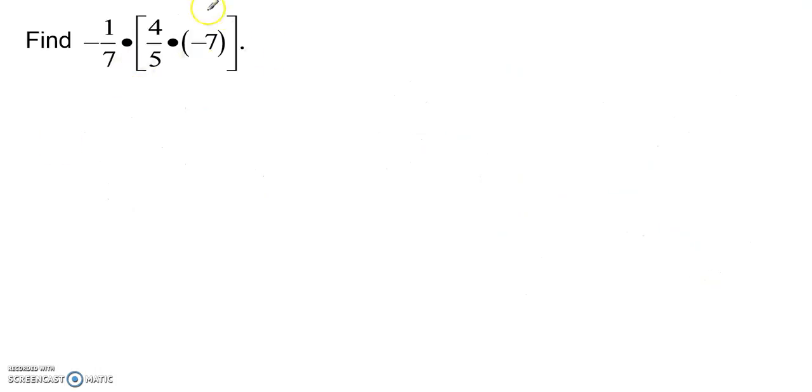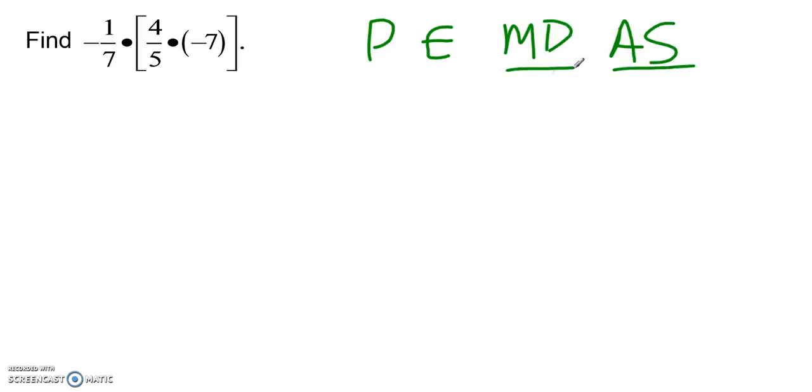Okay, so order of operations here. Parentheses, exponents, multiply and divide, and add and subtract. Those that go together in order. But these, so we have to do parentheses first. So I'm just going to look at these.